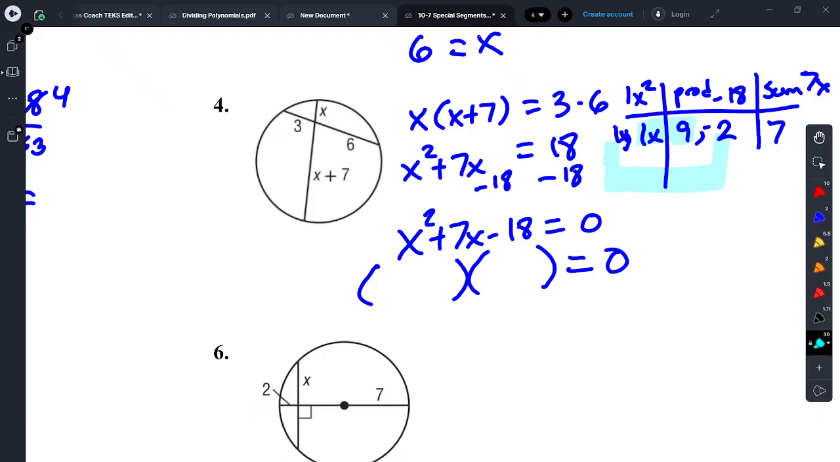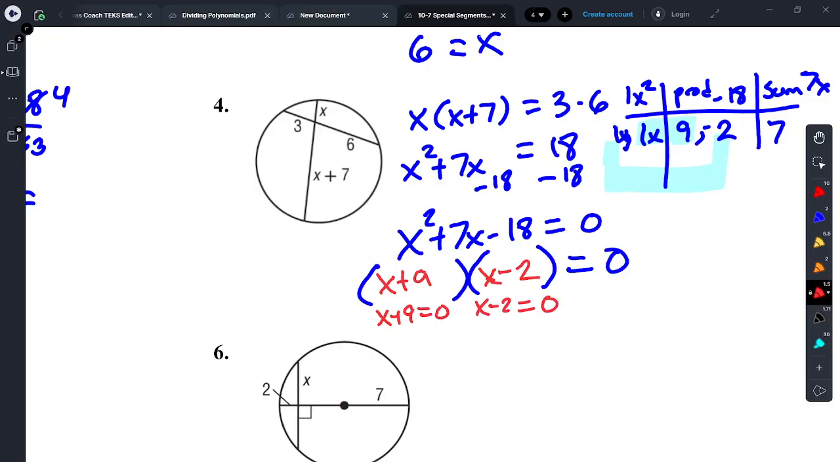So, I found the one that worked. It's what? X plus 9 and x minus 2. Now this is going to have 2 answers. Yeah? Why did I turn it into 2 things being multiplied? One of them has to be 0. If I have 2 numbers multiplying to 0, that means one of these has to be 0. So either x plus 9 equals 0 or x minus 2 equals 0.